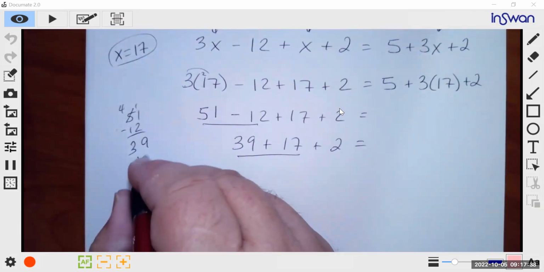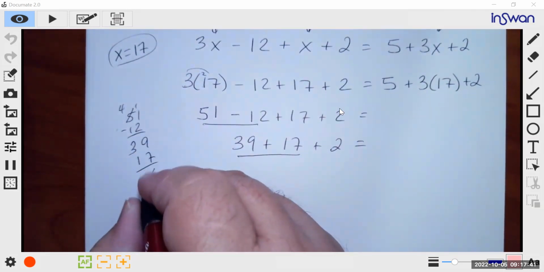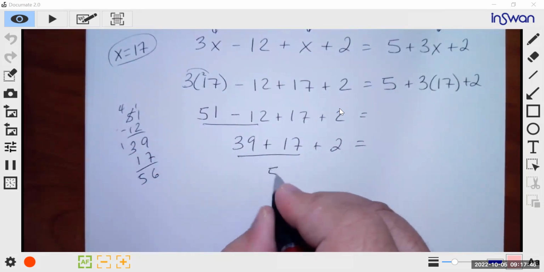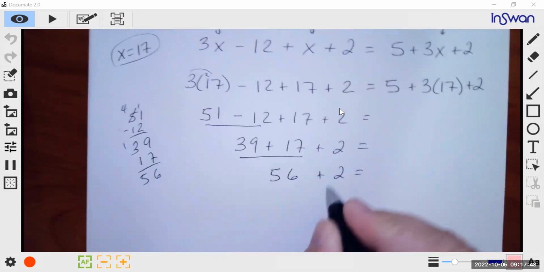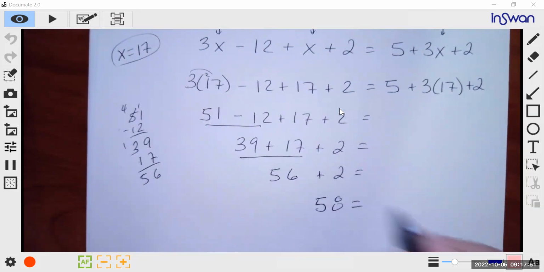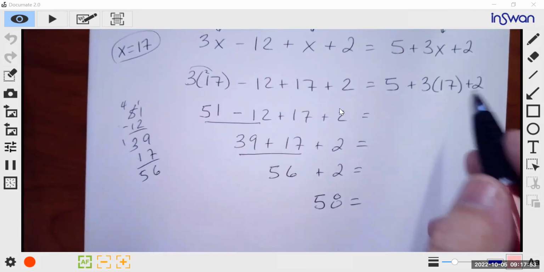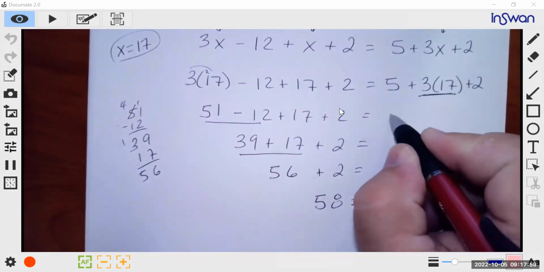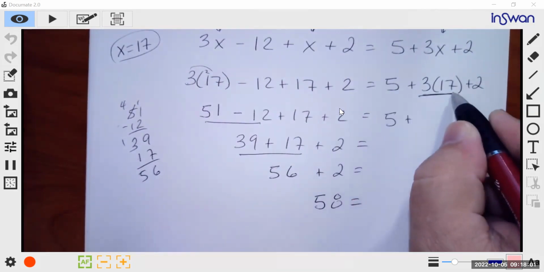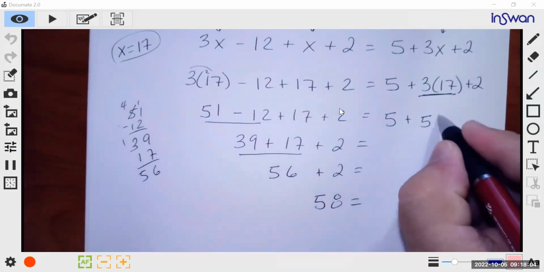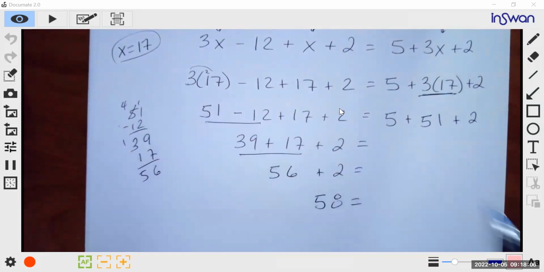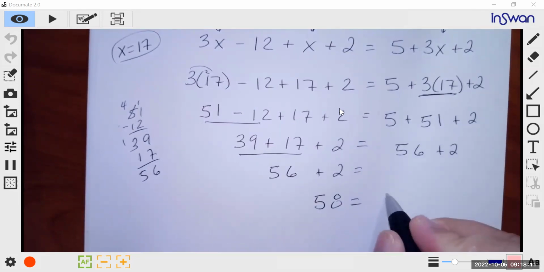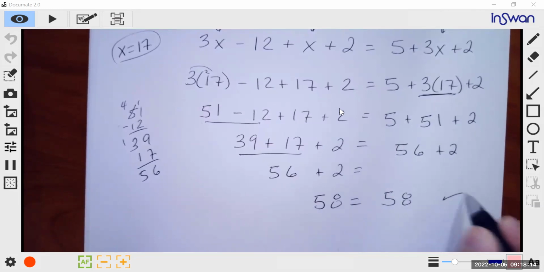39 plus 17. 9 plus 7 is 16. 3 plus 1 plus 1 is 5. 56 plus 2 is 58. So we're hoping this side will also return 58. We know 3 times 17 is 51 from this side. 5 plus 51 is 56. 56 plus 2 is 58.